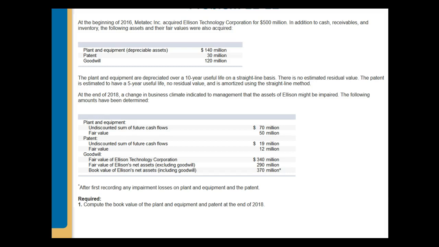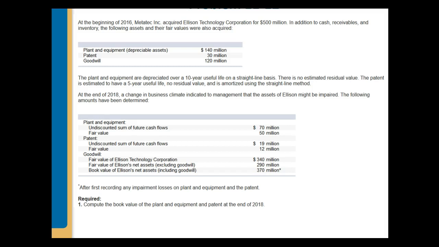So the plant and equipment: undiscounted sum of future cash flows is $70 million. The fair value is $50. Patent, undiscounted sum of future cash flows $19. Fair value $12. Goodwill, the fair value of Ellison's Technology Corp. $340. Fair value of Ellison's net assets, excluding goodwill $290, and the book value of Ellison's net assets, including goodwill $370.